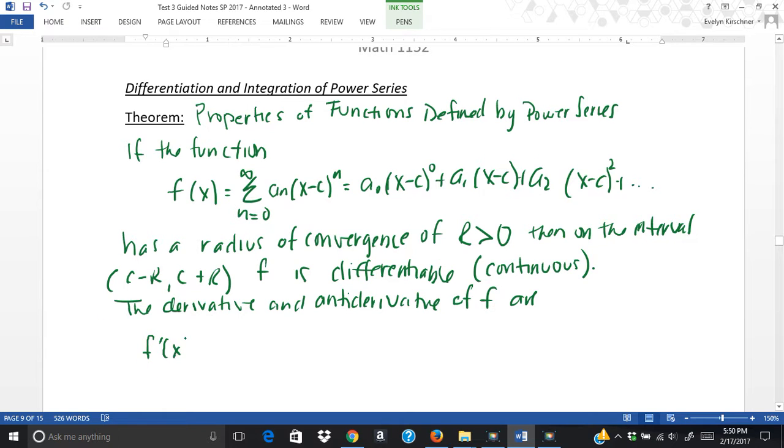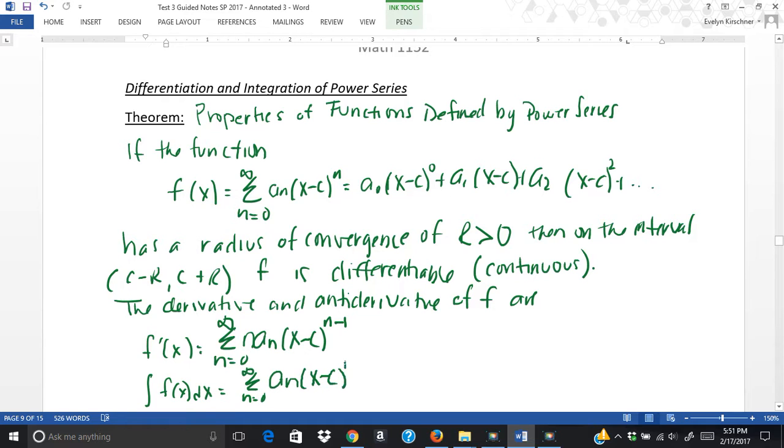well, f prime of x equals the sum n equals 0 to infinity. Think about what we do. It's n times a n times (x minus c) to the n minus 1. Okay. And the integral of f, remember, it's the power series, n equals 0 to infinity of a n times (x minus c) to the n plus 1 over n plus 1.